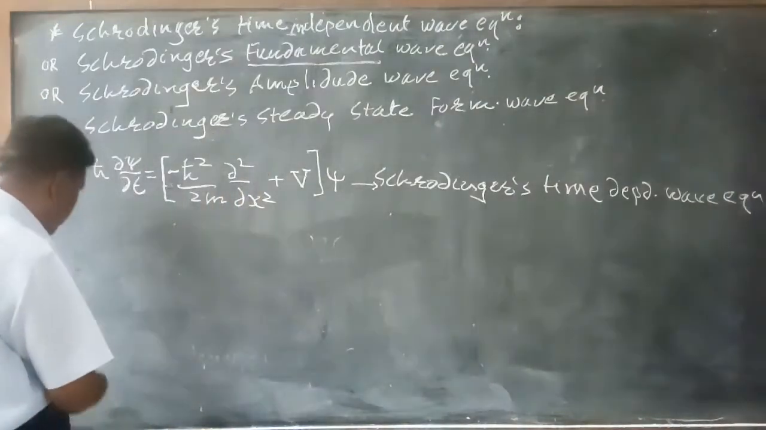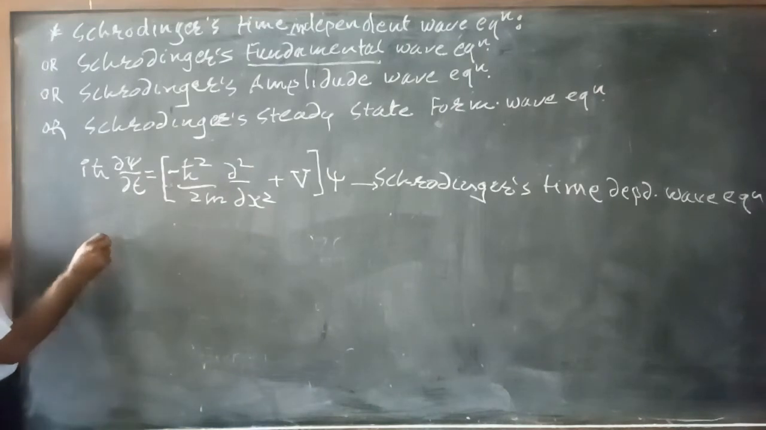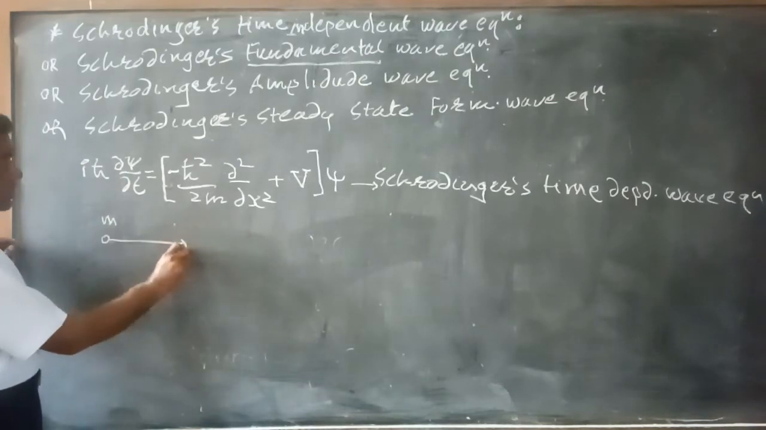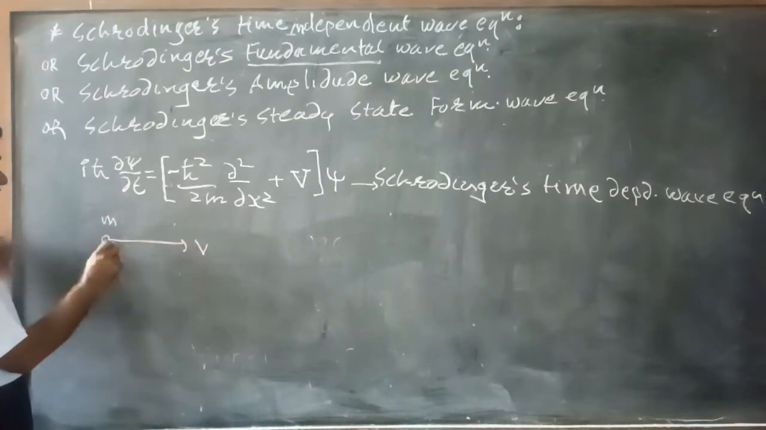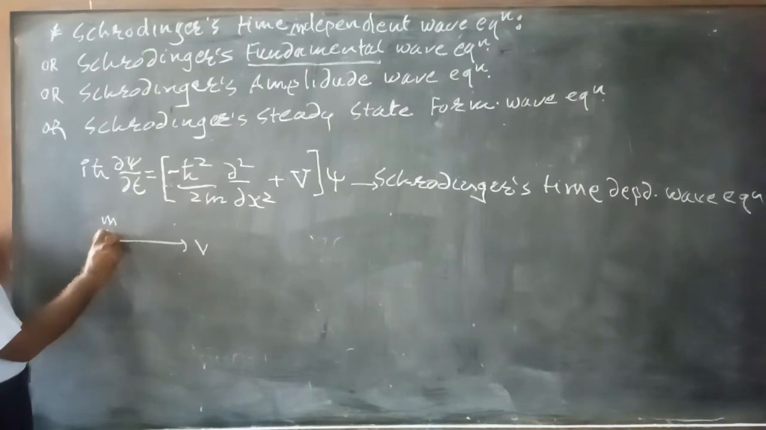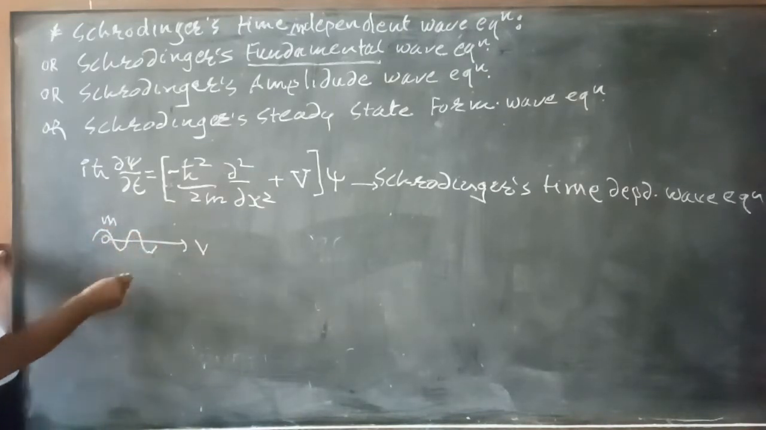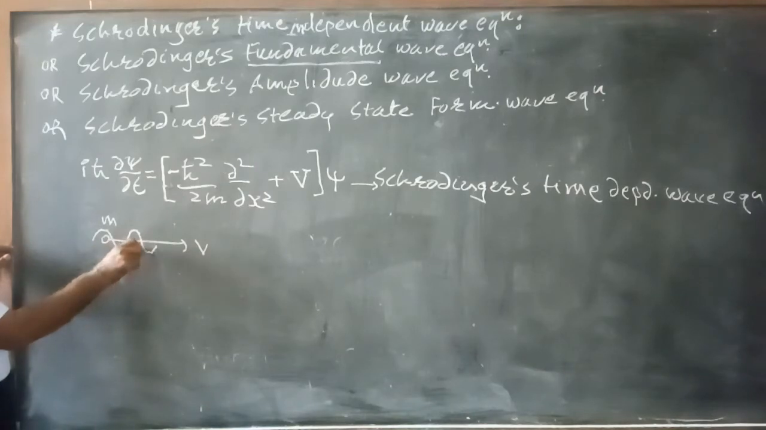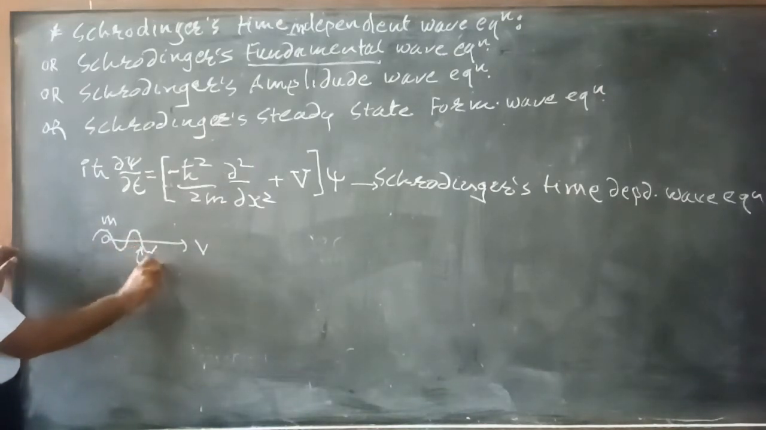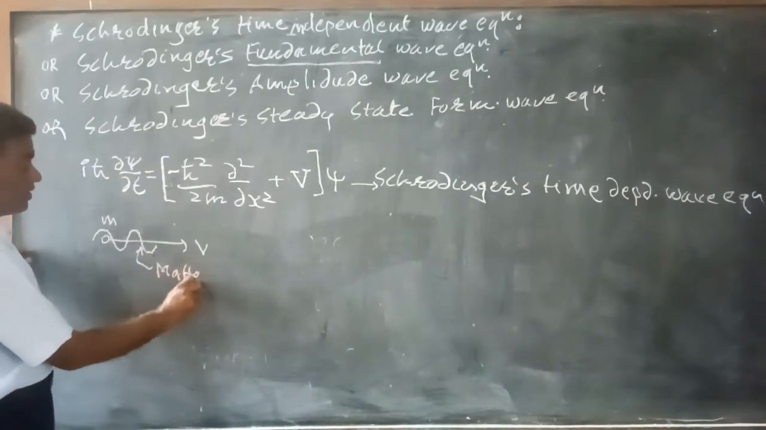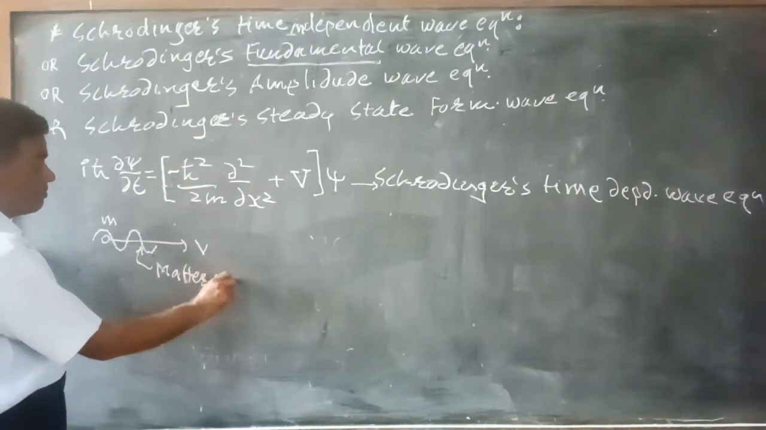The de Broglie's wave is associated with the moving particle. Suppose this is a particle of mass m moving with velocity v, and a wave system is associated with it like this. This wave is called the de Broglie's wave or the matter wave. The wave associated with the moving particle is called the matter wave.